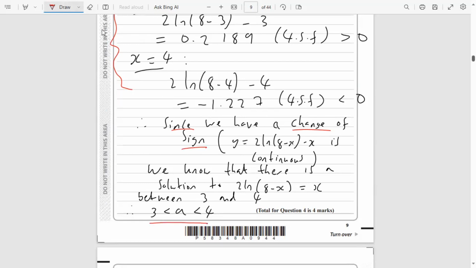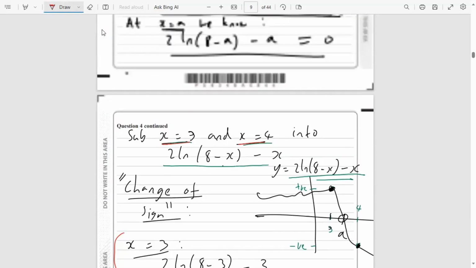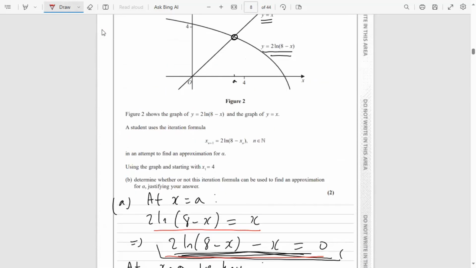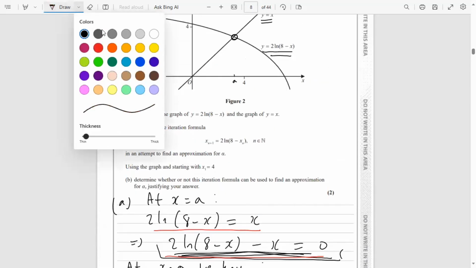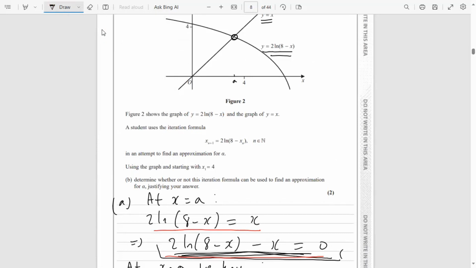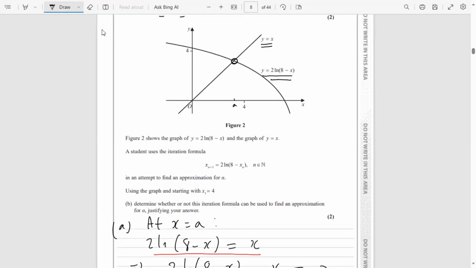But again, in my videos, I like to go into detail to help you understand the maths that you're doing. Okay, so that's part A. Now part B. We've got our figure showing the two curves there. A student is going to use an iterative formula: x(n+1) equals 2 times ln(8 minus x(n)), where n is a natural number.